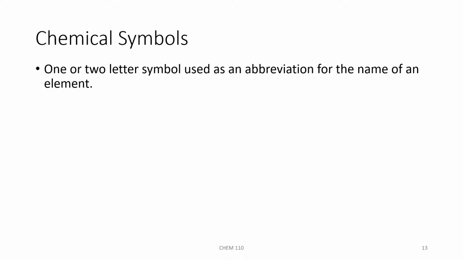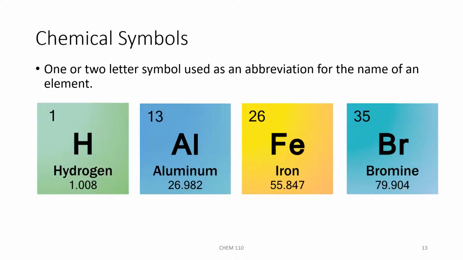If you look at the periodic table, you'll see that different 1 or 2 letter symbols are used as abbreviations for the names of the elements. And it's important that we distinguish between these. So for example, when you see a capital H, that represents the element hydrogen. If you see a capital A and a lowercase l, that stands for the element aluminum. Capital F, lowercase e, stands for the element iron.